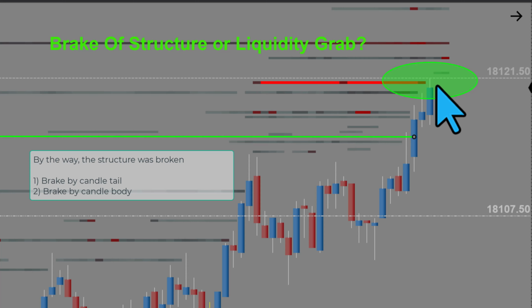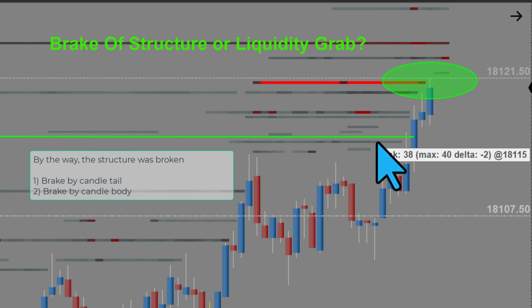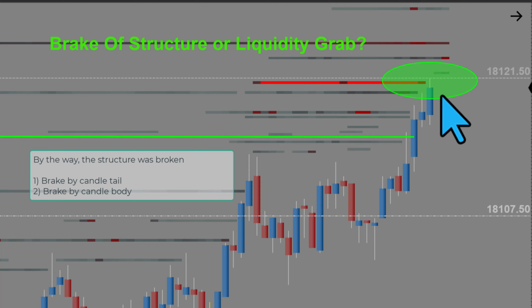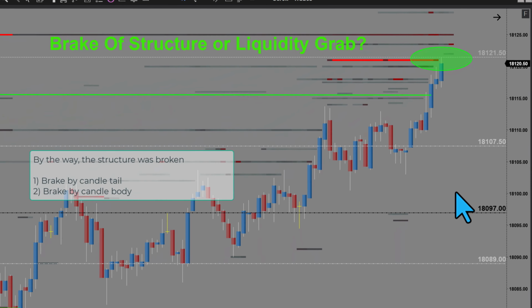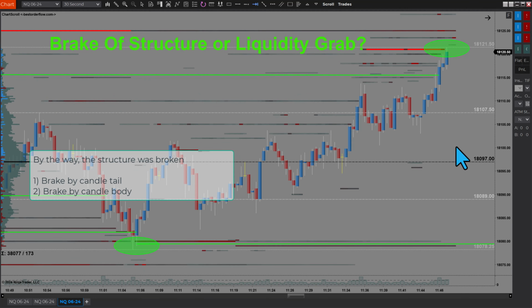Now, does that count as a break of structure? Other people may say, oh yeah, it's not just a wick or a tail of the candle, it looks like a complete break of structure. What I'm expecting is much more than just how we broke the structure. Again, there are a few videos that explain that the way we broke the structure defines whether this is a liquidity grab, that we broke the structure and we're moving significantly higher. Now, I have a different view, and I don't recommend you mingle between how we broke the structure, by the candle or by the wick of the candle.